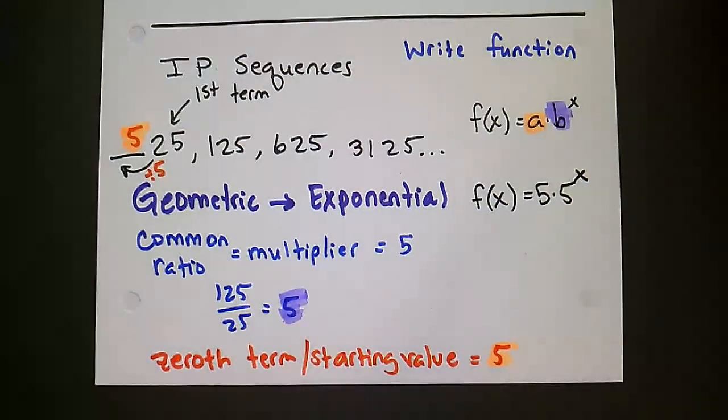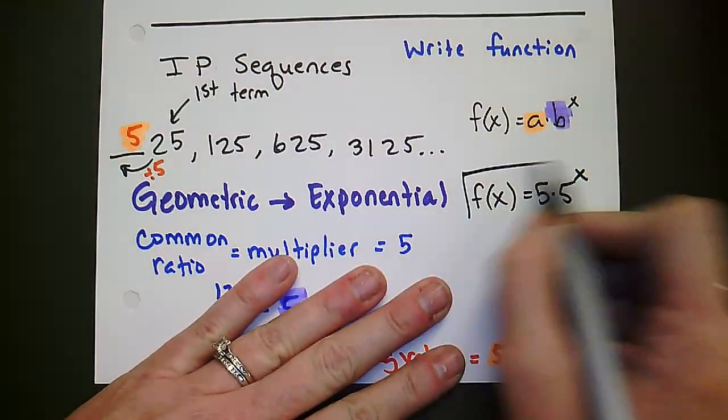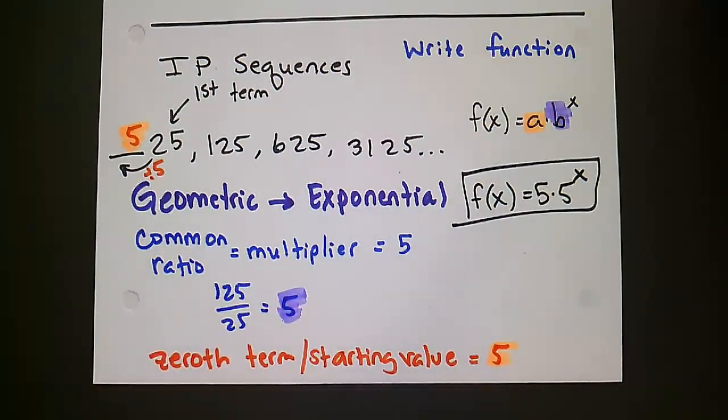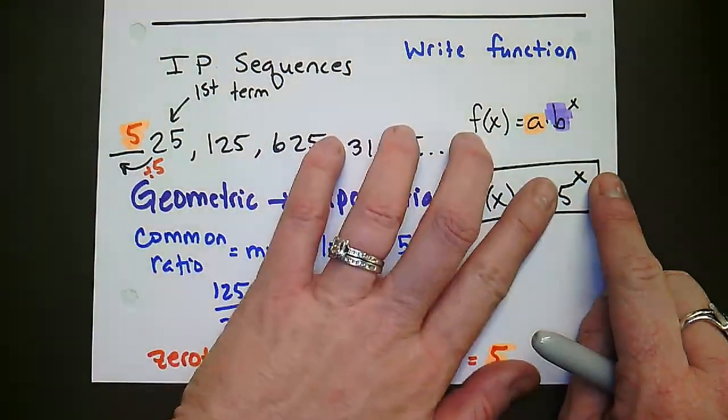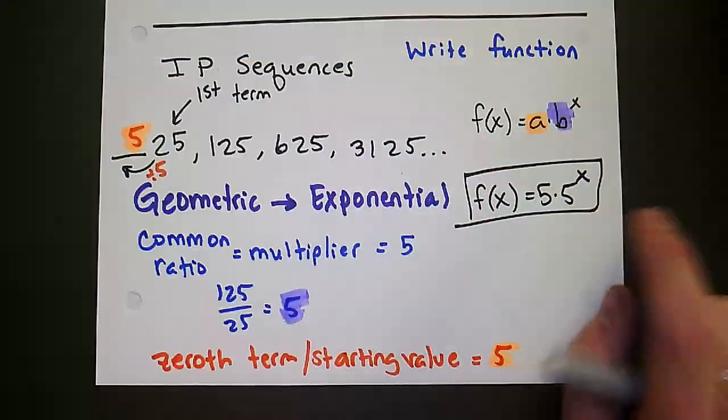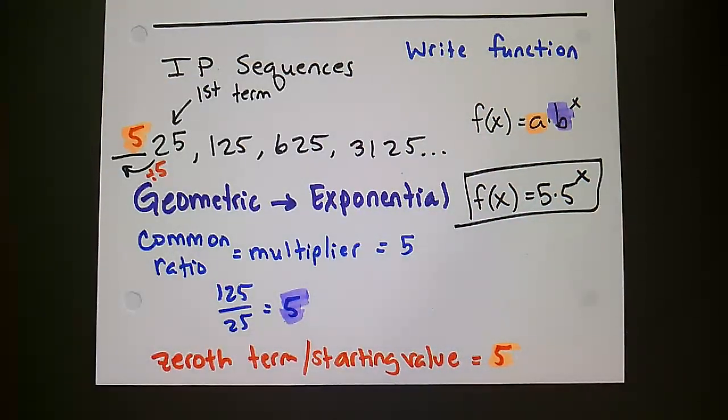Now, you may be tempted to make that 25 to the x. Do not do that. That is not correct. We need to keep these separated with multiplication. That's an exponent there that you would technically have to do first before you can multiply. So it's 5 times 5 to the x.